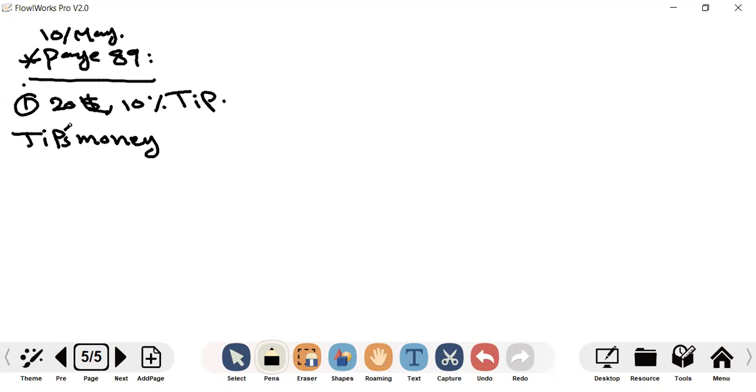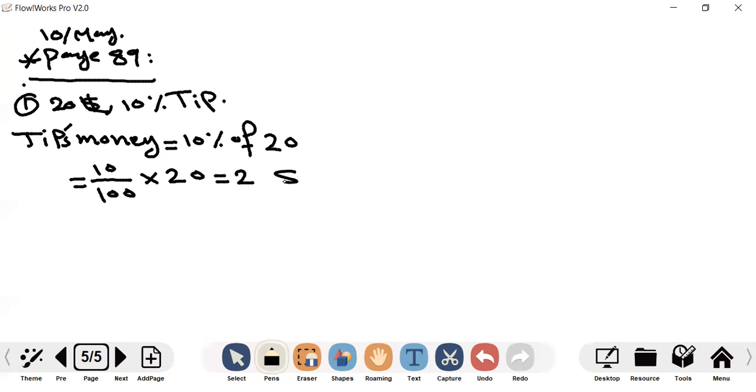Tip money is equal to 10% of $20. This is equal to 10 over 100 multiply 20, which is equal to $2. So the total cost equals 20 plus 2 equals $22.